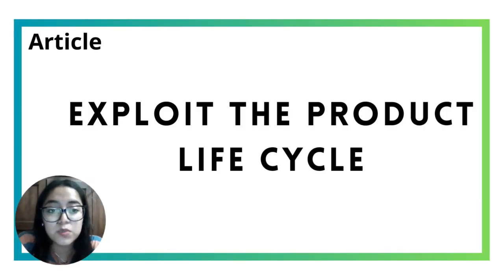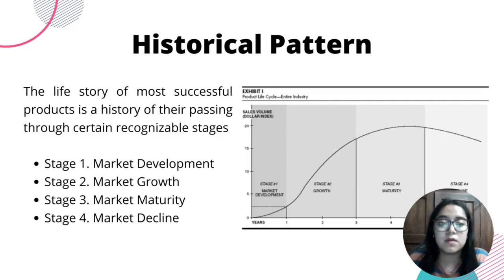Explain the product life cycle. The life story of most successful products is a story of their passing through certain recognizable stages. Stage 1, market development. Stage 2, market growth. Stage 3, market maturity. Stage 4, market decline.